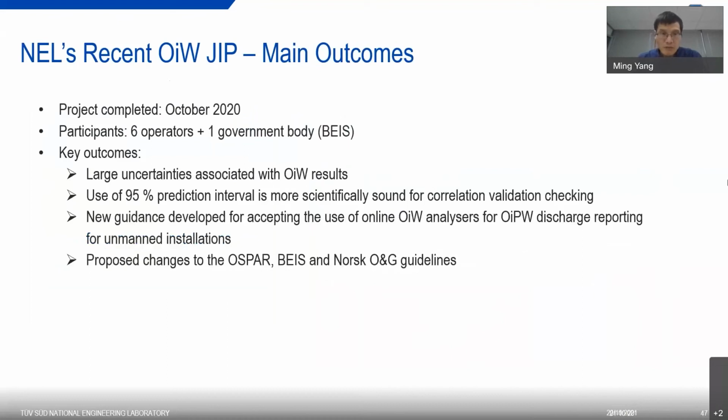The key outcomes from the JIP: we found that there is larger uncertainty associated with oil in water, as we've been discussing. We felt the use of a 95% prediction interval is more scientifically sound for correlation validation checks compared to using a 95% confidence interval. We developed some guidance for accepting the use of online analyzers for unmanned installations. And we also made proposed changes to the OSPAR and Norwegian Oil and Gas guidelines.